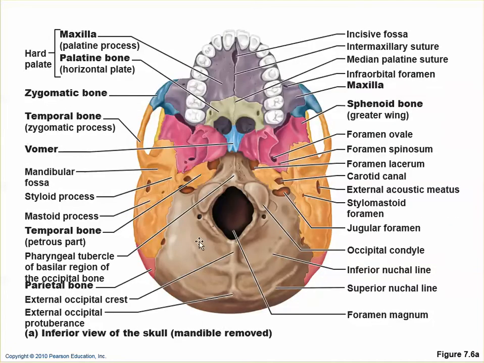However, it also comes here and forms most of the hard palate, the roof of the mouth. This is still considered maxilla. This bone here is the palatine bone, but each one of these, this is maxilla. So most of the hard palate is maxilla.